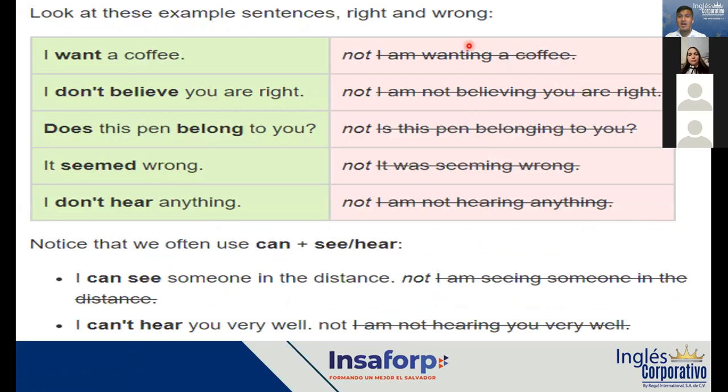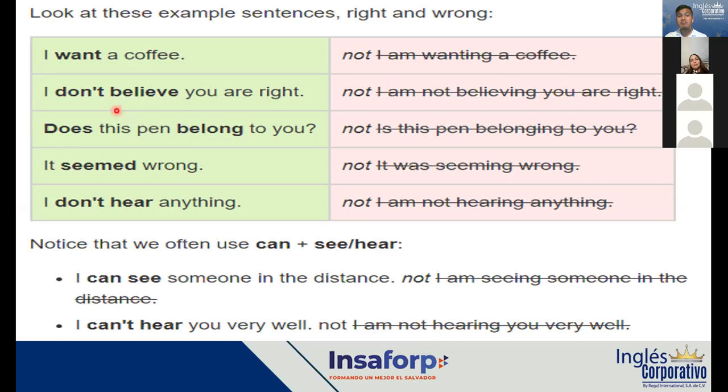All right. So here we have some examples. Aquí tenemos unos ejemplos de cómo usar lo correcto y cuándo no está correcto. So we have here, I want coffee. Quiero café. Usted no va a decir, I am wanting coffee. Estoy queriendo café. Evidentemente, si usted lo quiere traducir en español, lo va a entender perfectamente, porque esa es nuestra forma de hablar. Decimos cosas que no tienen sentido. So we speak in that way. But in English, it's a completely different story. So we have to learn how to use them so we do not make mistakes.